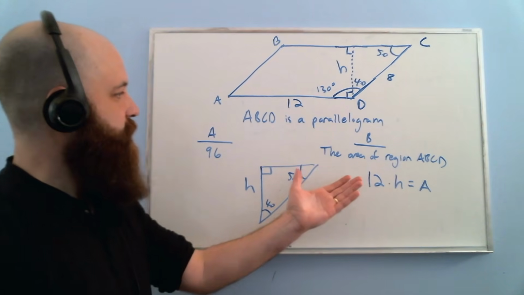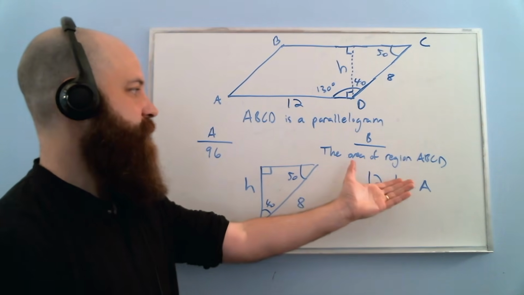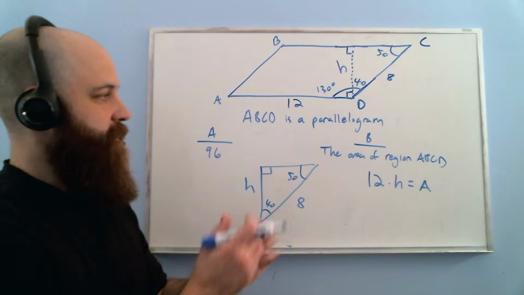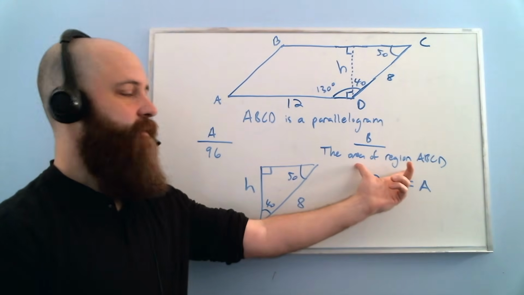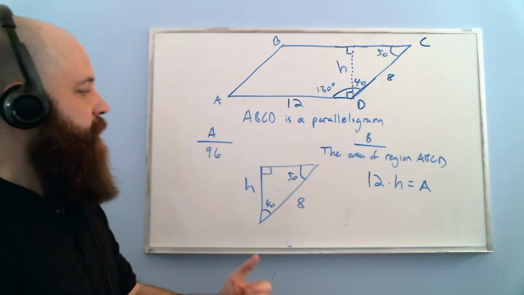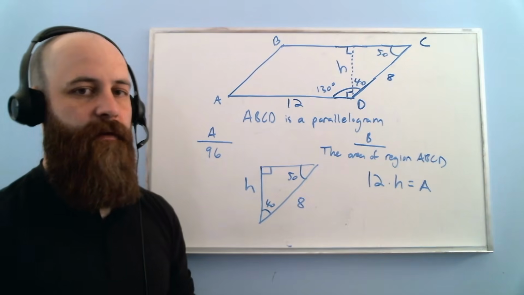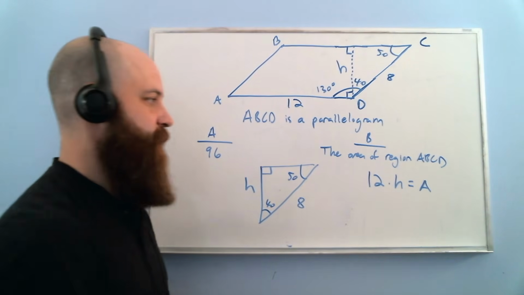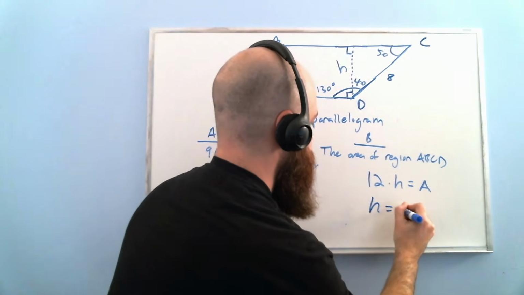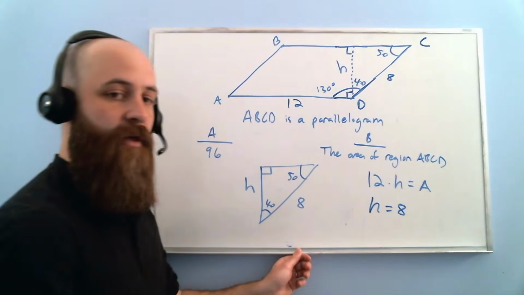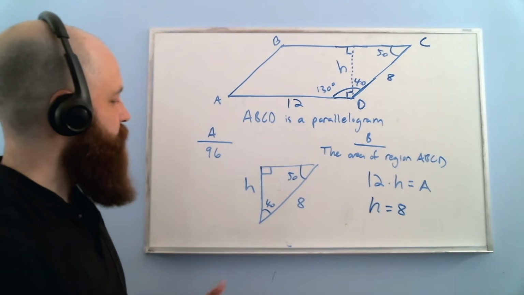Well, I don't need to find the area of the region to decide which is bigger, A or B, as long as I can find a range of possible values. Okay, well, here's a question. What would H need to be for the area of this parallelogram to be 96? Well, H would need to be 8.